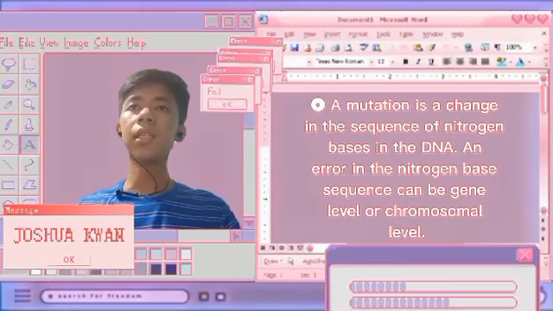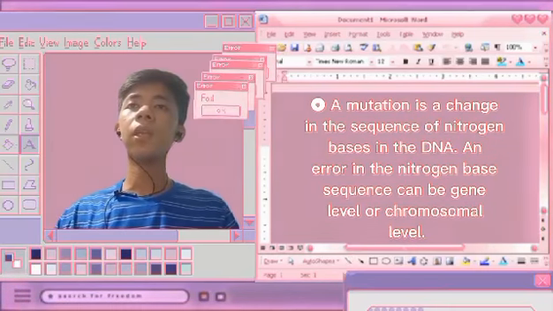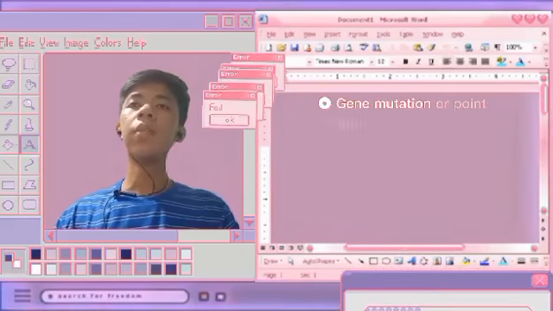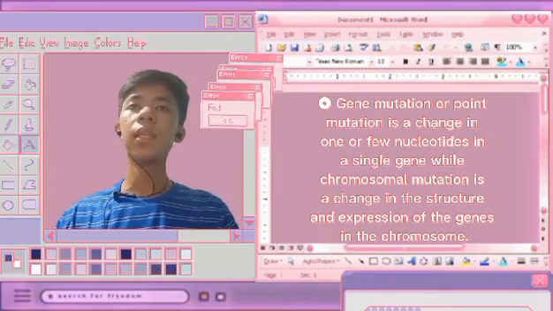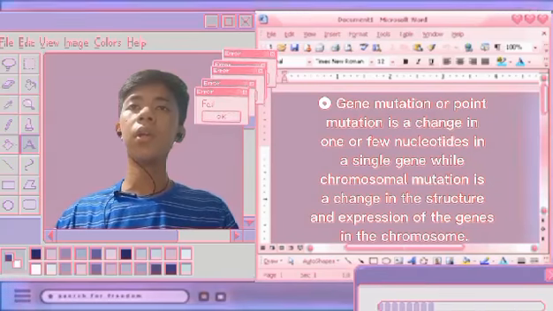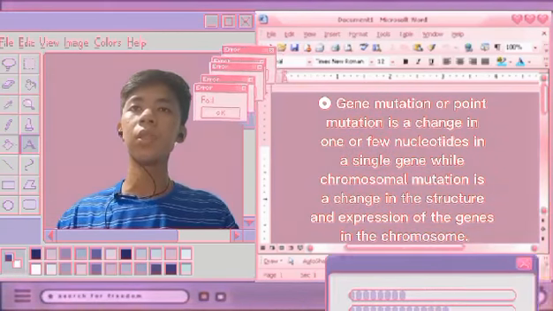Mutation is a change in the sequence of nitrogen bases in the DNA. An error in the nitrogen base sequence can be gene level or chromosomal level. Gene mutation or point mutation is a change in one or few nucleotides in a single gene, while chromosomal mutation is a change in the structure and expression of the genes in the chromosome.